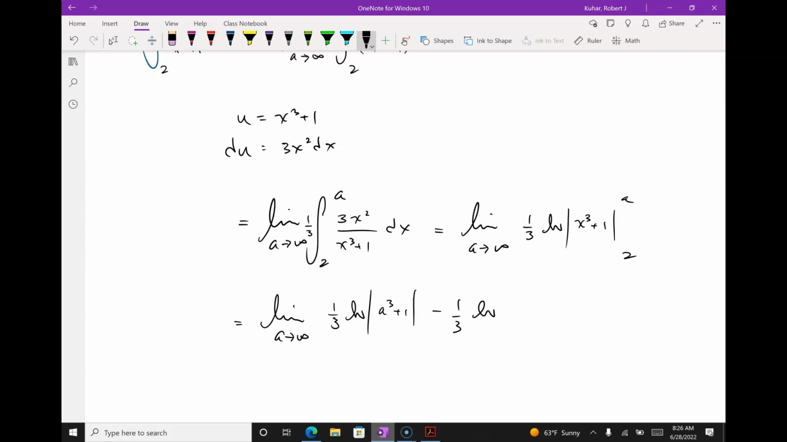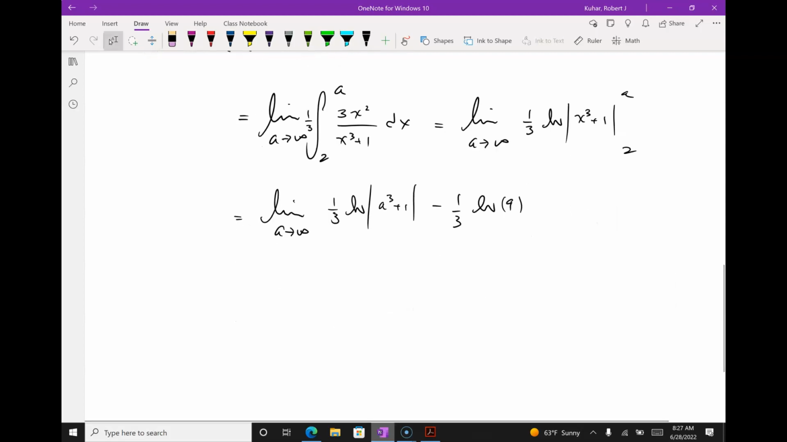Minus 1/3 of the ln of, what is that, 9? Yeah, 2 cubed, right? Oh, yeah, 3 squared. But I don't care so much about that piece. I'm worried about the first piece where I take the limit. And I already know what ln of a cubed plus 1 looks like. So where is that piece going when I take that limit? Infinity. Of course, infinity plus or minus a finite number is still infinity. So it diverges.